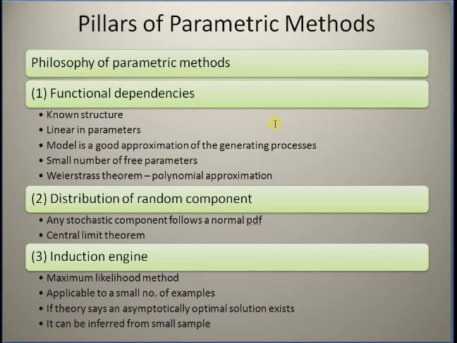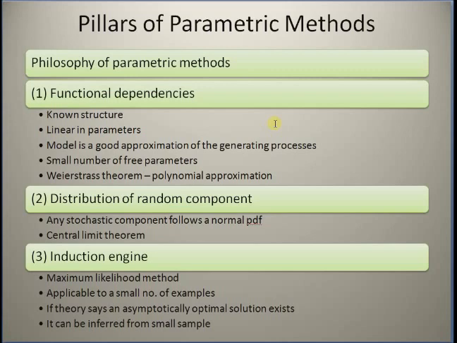And the third one is the induction engine. That is the optimization tool to find the underlying functional dependency. That is, for example, in the parametric approach, to determine the parameters. So maximum likelihood method is the most commonly used method. Even to this day, there are many fields in which maximum likelihood method is still used, especially for finding unknown parameters.